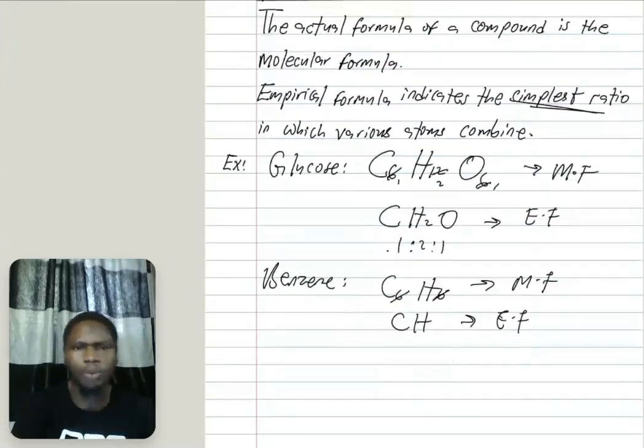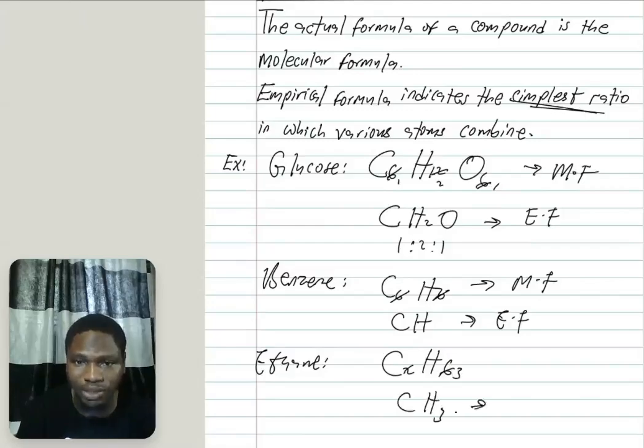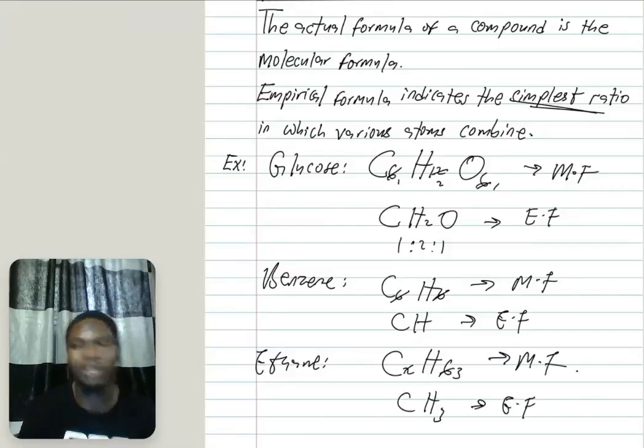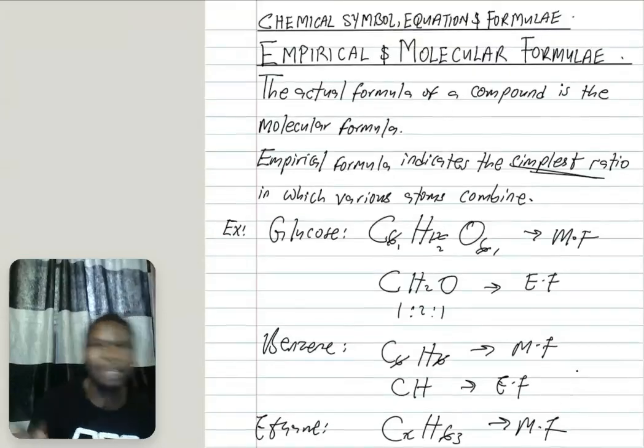Okay, look at this compound, ethane, which is C2H6. If you observe, 2 can go 2 here 1, 2 here 3. So you have CH3. So this simplest one is the empirical formula, while the main one is the molecular formula. The actual formula is the molecular formula, and that's what we deal with. Okay, good. Now let's learn the step-by-step explanation on how to find the empirical formula.